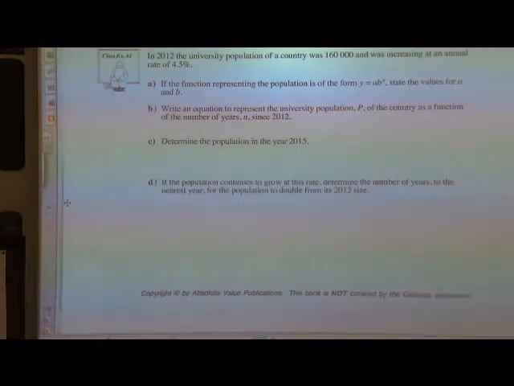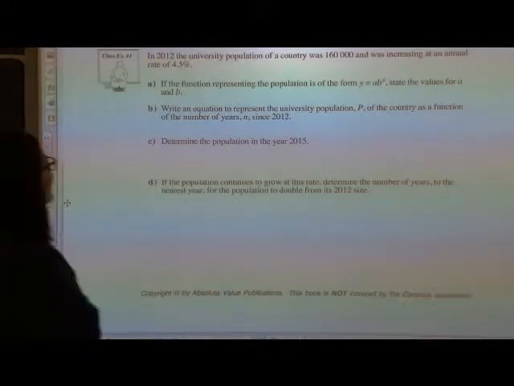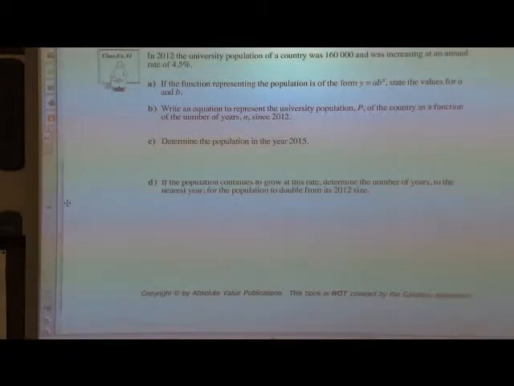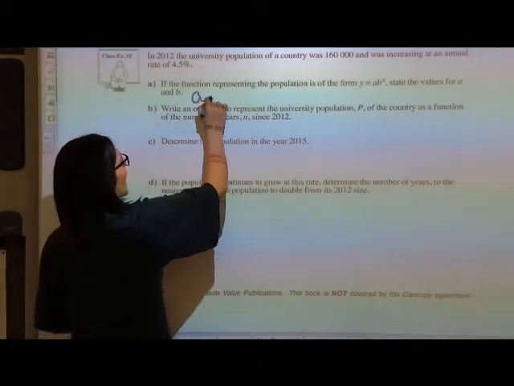In 2012, a university population of a country was 160,000 students, and it was increasing at an annual rate of 4.5%. If the function representing the population is of the form y equals ab to the power of x, what would the value of a and what would the value of b be? So let's start with the value of a. Is it 160,000? Yes, it is. So a is my starting point.